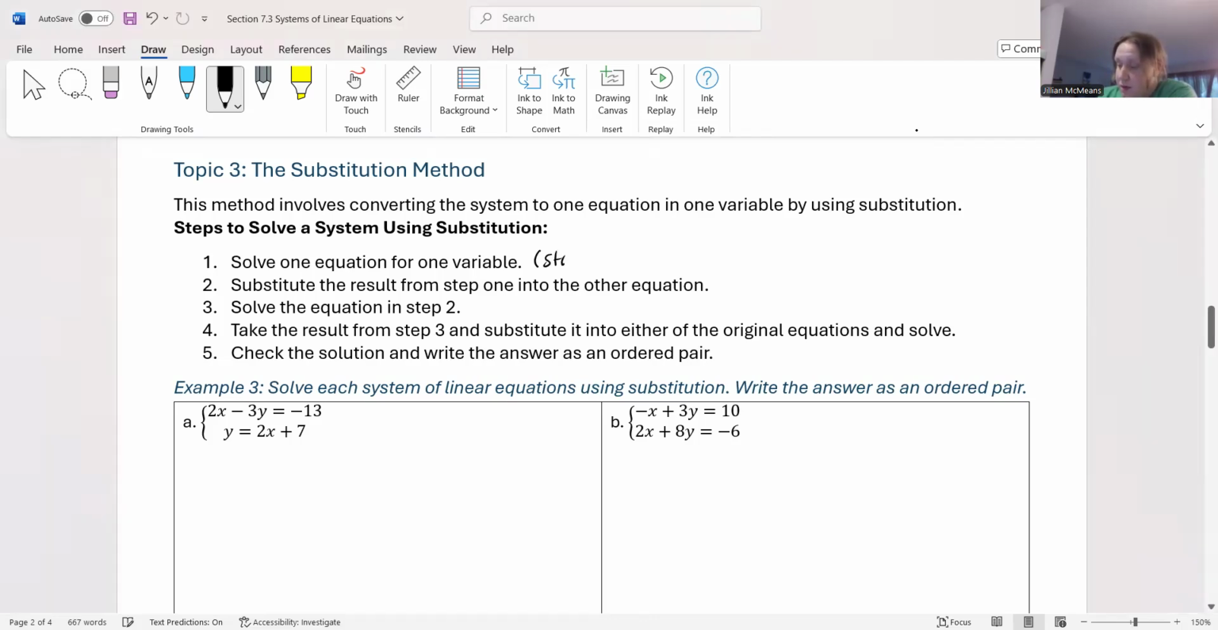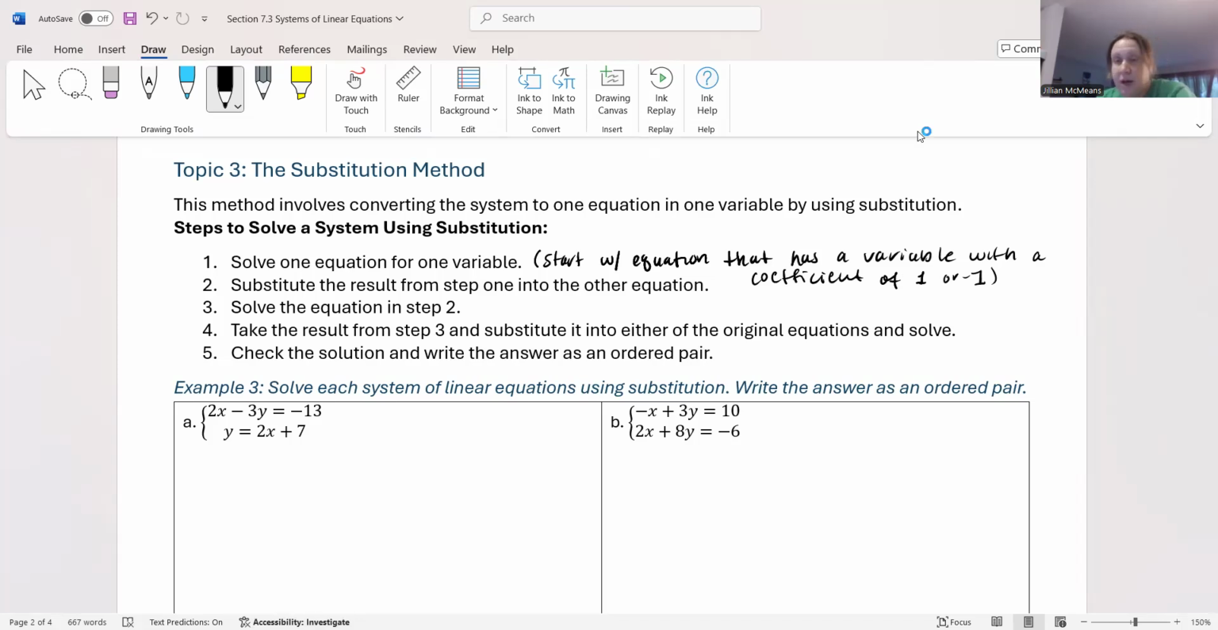So start with an equation that has a variable with a coefficient of 1 is your best case, -1 is your second best case. Okay, so if you have an equation that has a variable with a coefficient of 1 or -1, that's the one you need to solve for.